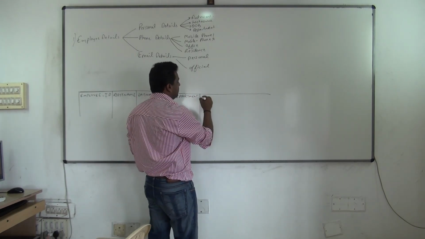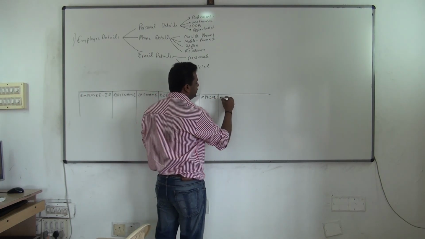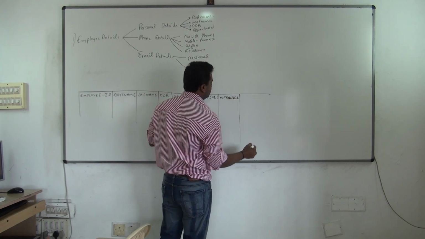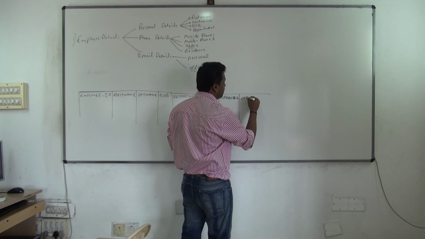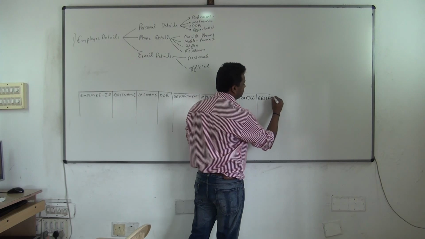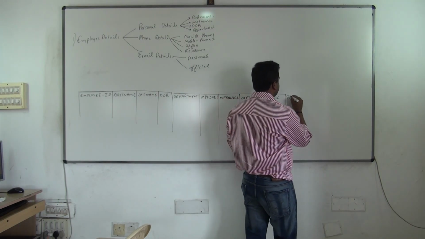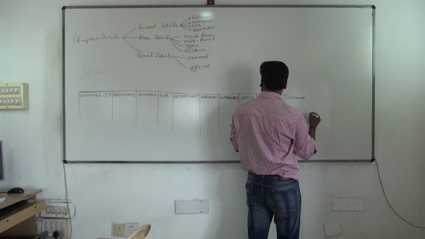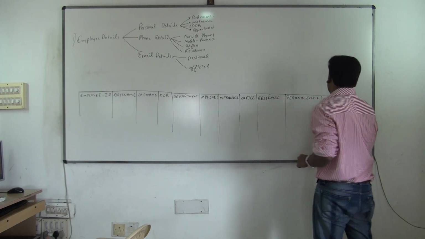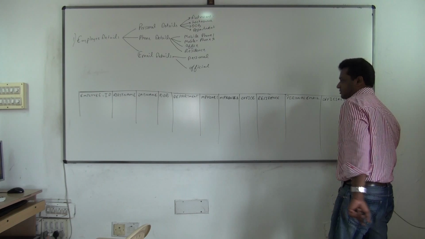then mobile phone 1, mobile phone 2, then you'll have office, then residence or home you can take, then you'll have email ID, personal email, then official email. So this will be your table, yes or no?